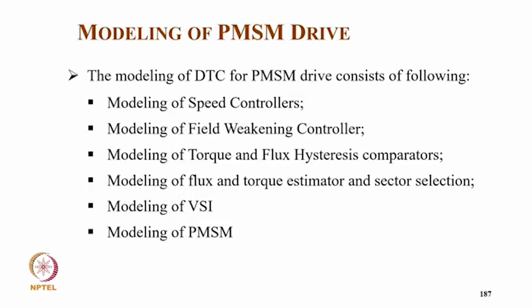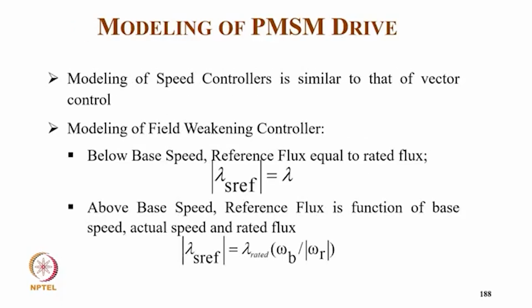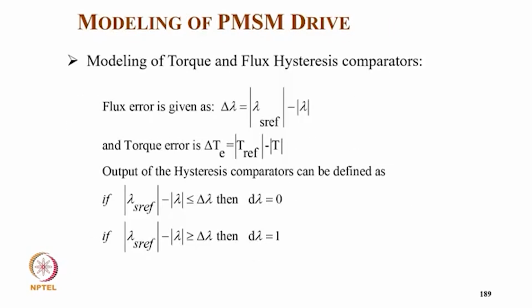Now, modeling of direct torque control PMSM drive consists of modeling of the speed controller, modeling of the field weakening controller, modeling of the torque and flux hysteresis comparator, modeling of the flux and torque estimator and sector selection, modeling of the voltage source inverter, and modeling of the permanent magnet synchronous motor drive. Modeling of the speed controller is similar to that of vector control. For the field controller, below base speed we keep the reference flux equal to lambda_s reference equal to lambda_rated, and above base speed the reference flux is a function of the actual speed: lambda_s reference equals lambda_rated times omega_b upon absolute omega_r.